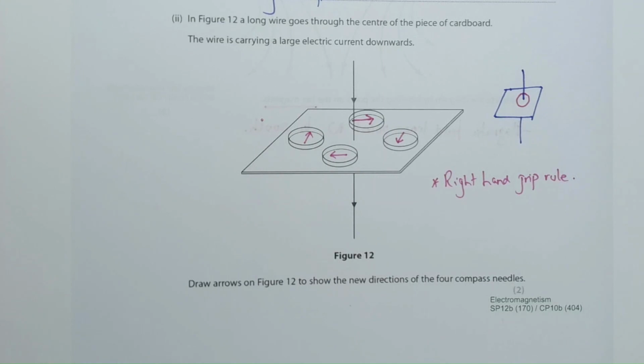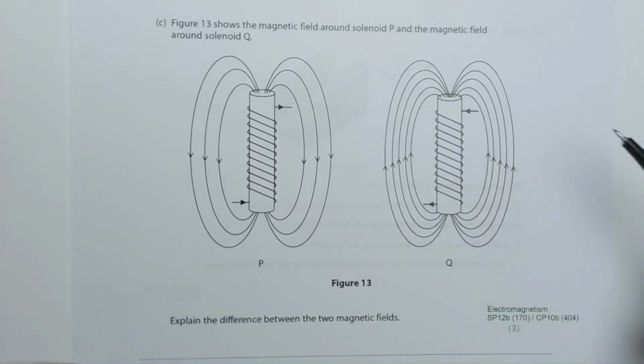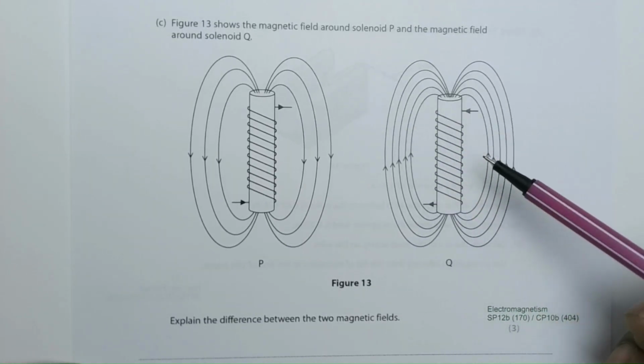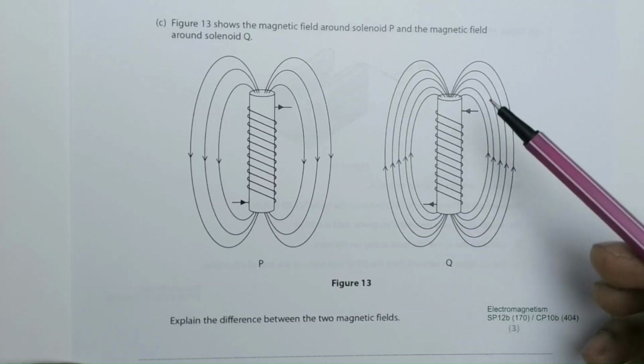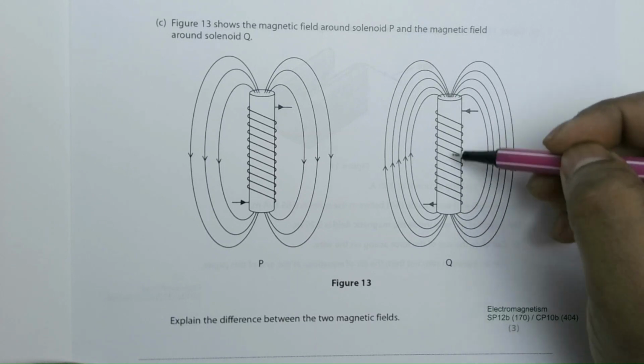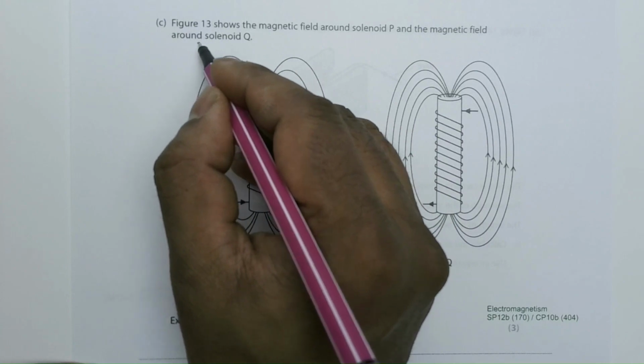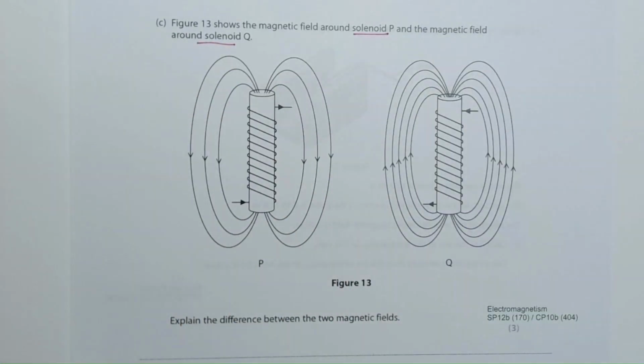Let me move on to the next part of question. Question 4 part C. Figure 13 shows the magnetic field around a solenoid P and the magnetic field around solenoid Q. So what is a solenoid? The solenoid is basically a coil of wire wrapped around an insulator, such as a cardboard, and the wire should be carrying a current. So the inside of the coil of wires shouldn't be a conductor. So you have two solenoids P and Q.